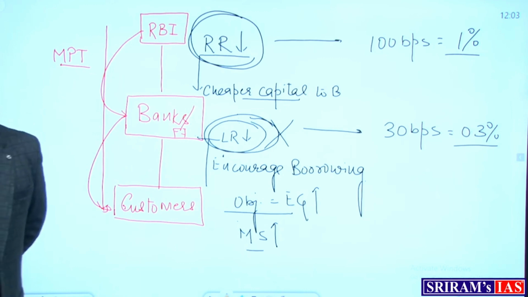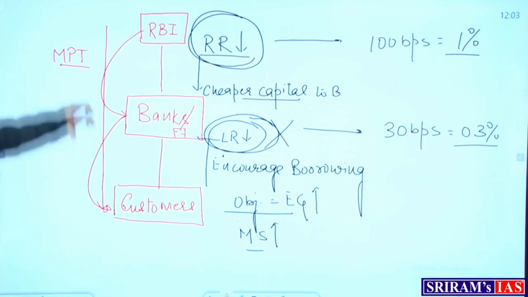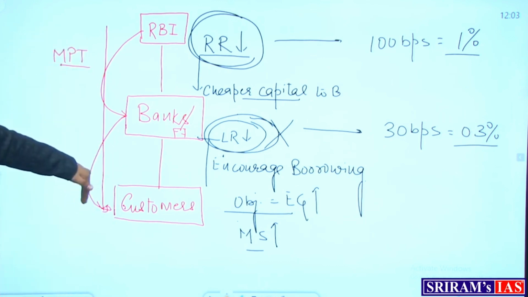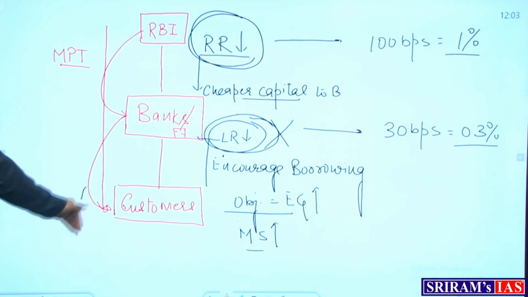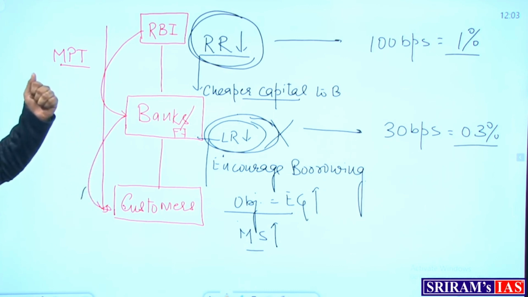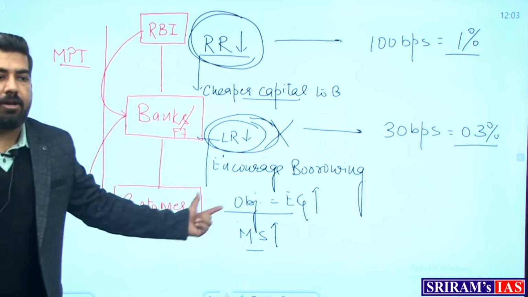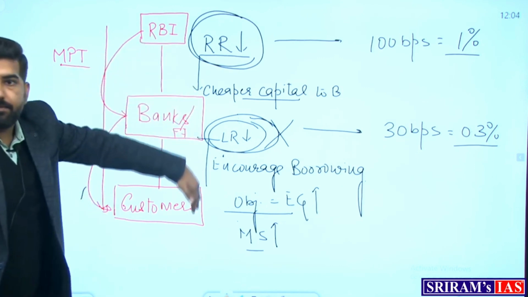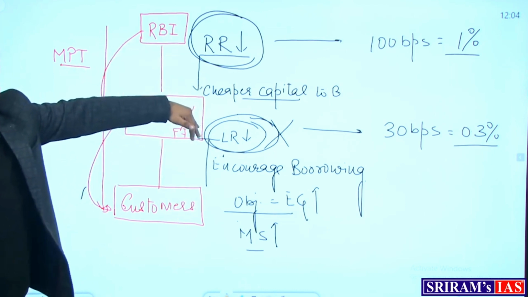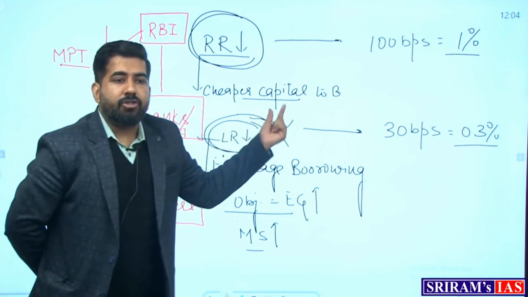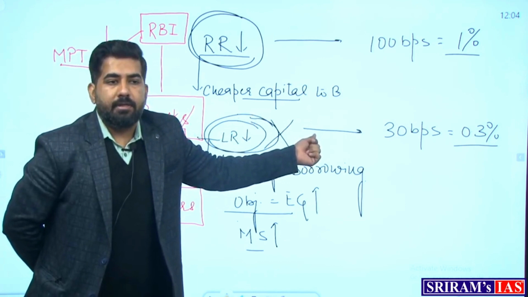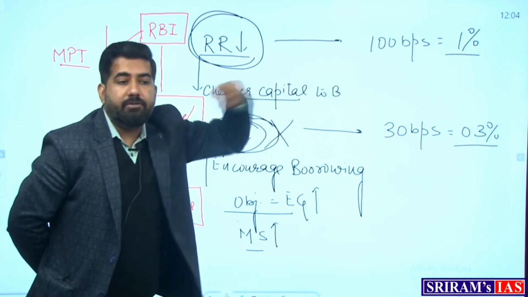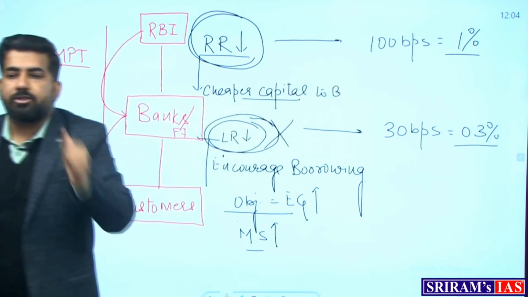And because of which what happened? The monetary policy transmission gets affected. The monetary policy transmission doesn't become smooth. Or you can say such methodology hinders the smooth monetary policy transmission. This is a smooth monetary policy transmission. But if banks don't reduce the lending rate, even after RBI reduces the repo rate, that means monetary policy transmission is not smooth.